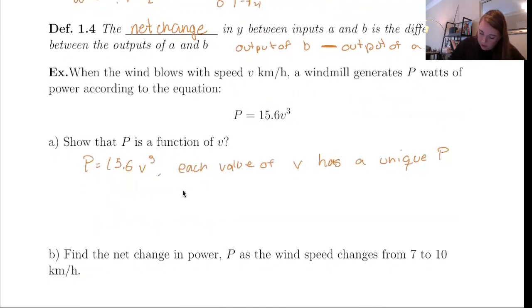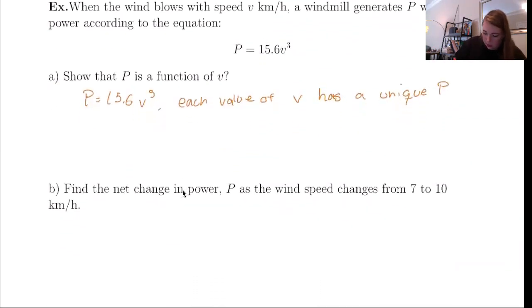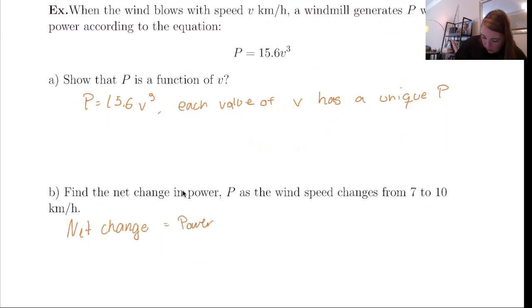So now we're asked to find the net change in power as the wind speed changes from 7 to 10. So net change here is going to be power at 10 kilometers per hour minus the power at 7 kilometers per hour. We always do the bigger input minus the smaller input, right?